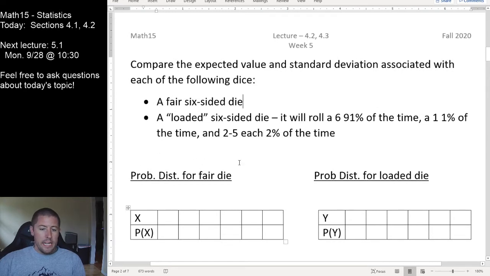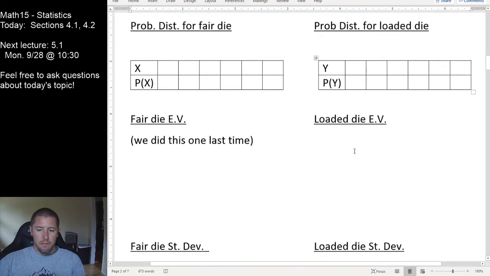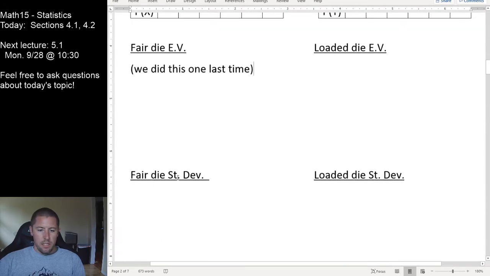So we already did this yesterday for the fair die. We looked at the probability distribution. We looked at its expected value. I even say it right here. We did this one last video right here. We didn't do the loaded die though, so we'll see some new information right here, and then we'll compute the standard deviation associated with the fair die and the loaded die.